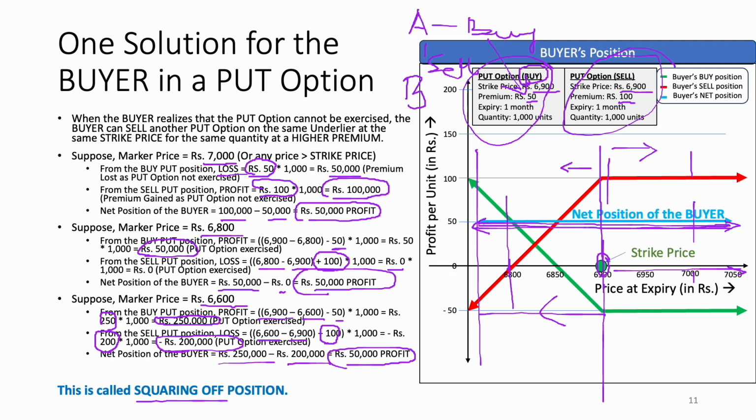So only when the trader becomes unsure that the market will be favorable to him and it can go in a reverse direction for him, then he will exercise the option of squaring off his position, either in a call situation or in a put situation.